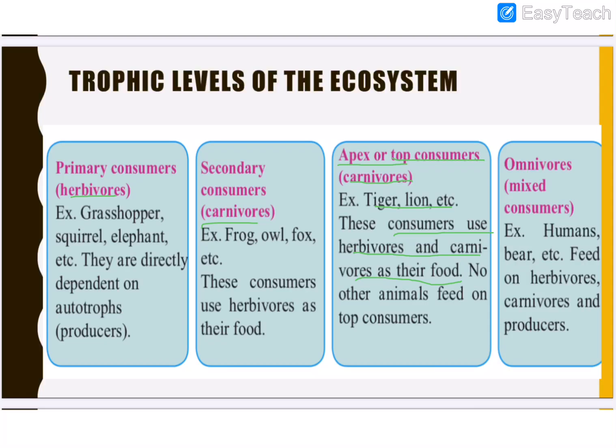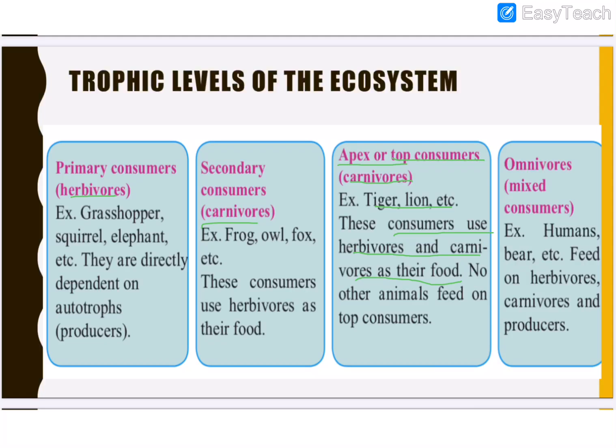And the last one is omnivores, meaning mixed consumers, like human beings. They eat both herbivores and carnivores also. Human, bear, etc. feed on herbivores and carnivores. Like humans will eat rabbit, hen, they will eat the herbivorous animals, and they will also consume the carnivores also.